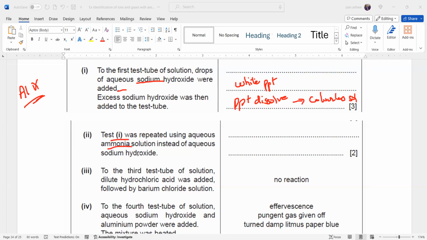Test 1 was repeated with aqueous ammonia. If we add aqueous ammonia to a salt which contains aluminium, what will the observation be? Again, it will be a white PPT. In the exam, instead of writing the complete word precipitate, you can write PPT. But what will happen when we add an excess of aqueous ammonia? There will be a white precipitate which is insoluble in excess. If we add more than enough, it won't dissolve.